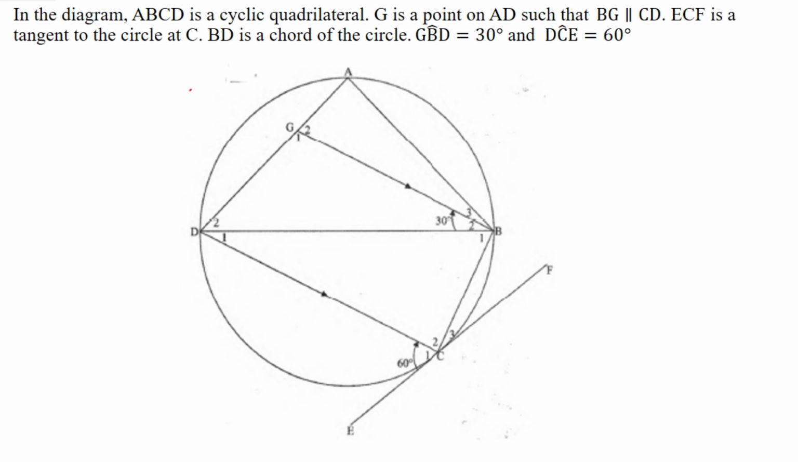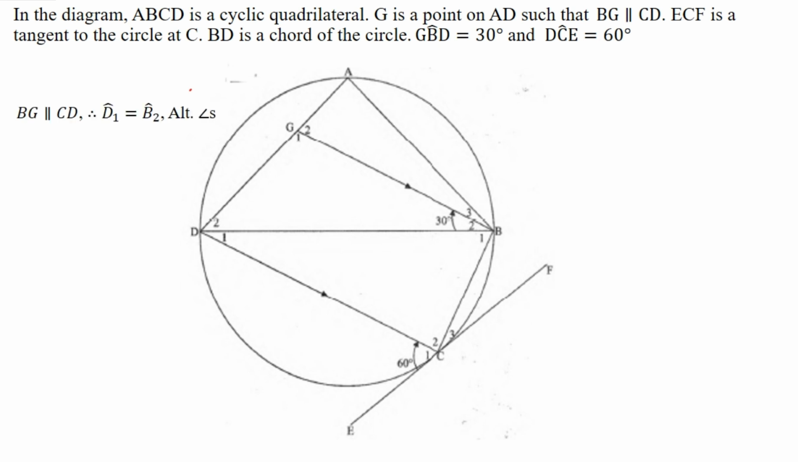In the diagram, ABCD is a cyclic quadrilateral. G is a point on AD such that BG is parallel to CD. It's indicated. EC is a tangent to the circle at C. BD is a chord of the circle. We can see that angle GBD is equal to 30 degrees, indicated in the diagram as angle B2. Angle DCE is indicated in the diagram as angle C1.